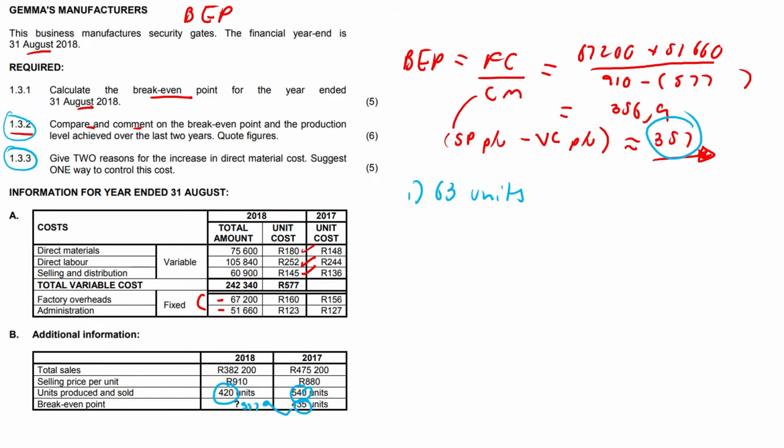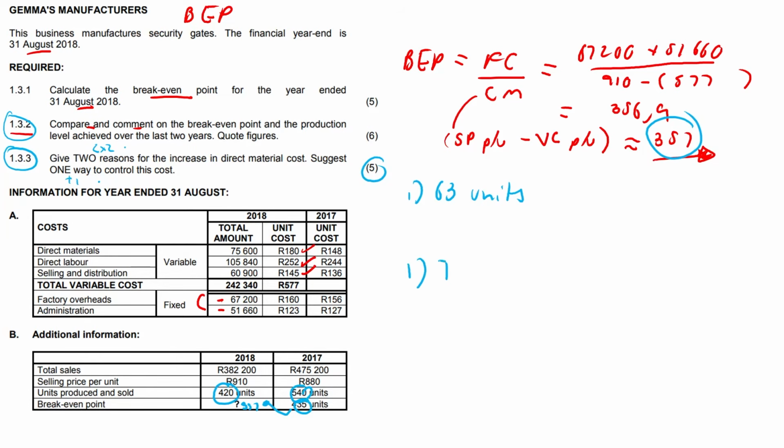1.3.3, give 2 reasons for the increase in direct material cost. Suggest one way to control this cost. So regarding direct materials, you can get a bit fancy here. So give 2 reasons and one way to control the cost. So that's going to be 2 times 2, plus the 1 here, so 4 plus 1, that is how we get the mark allocation here of 5.